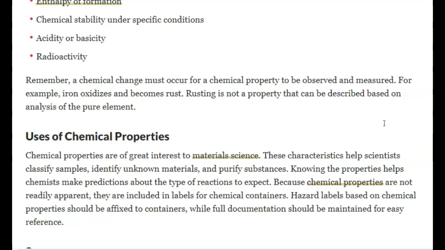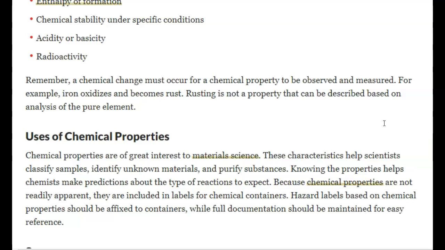Hazard labels based on chemical properties should be affixed to containers, while full documentation should be maintained for easy reference. So, an example on that here. At the beginning of the year, you learned all of the symbols for our hazards and so forth. And we learned flammability. We learned toxicity. We learned all those different labels. The reason we learn them is because they are on the bottles and we need to know what they mean.